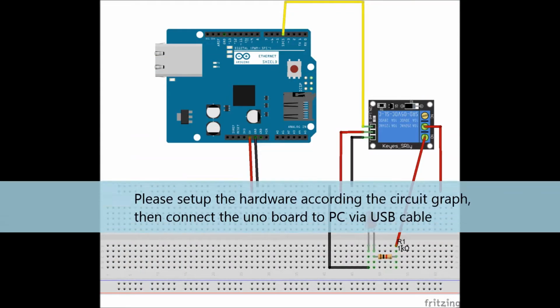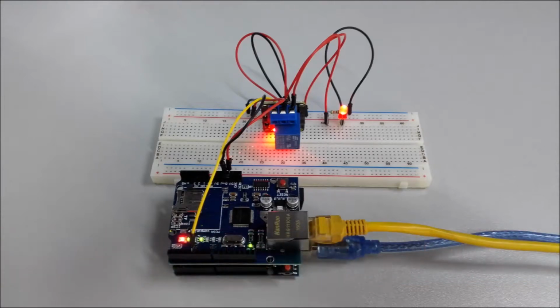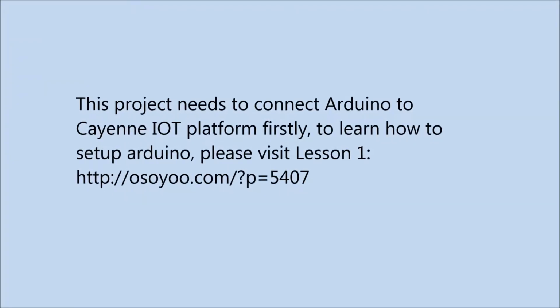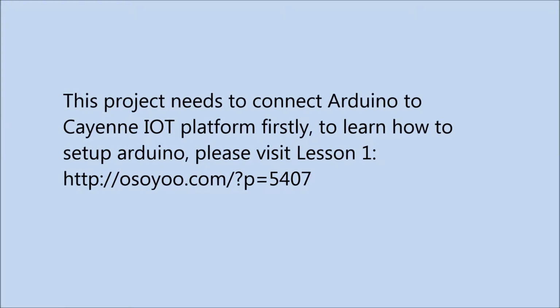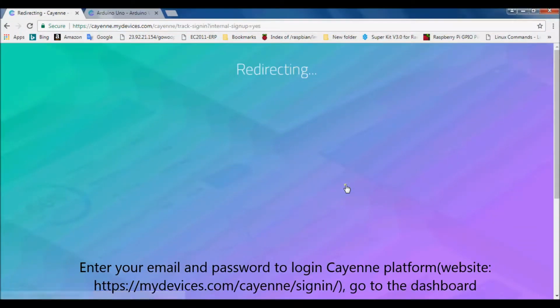Please set up the hardware according to the circuit graph, then connect the Arduino board to PC via USB cable. This project needs to connect Arduino to Cayenne AI platform first. To learn how to set up Arduino, please visit Lesson 1. Enter your email and password to log in to the Cayenne platform, go to the dashboard.